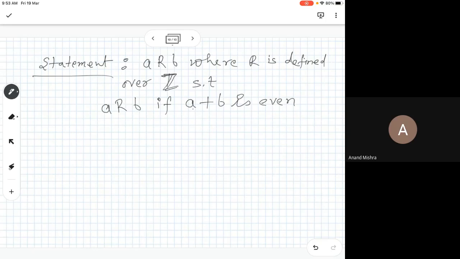So we have a relationship R, which is defined over a set G, which is the set of integers. What we are saying is A is related to B whenever A plus B is even. Then, if this is the relationship, R is an equivalence relation. How do you prove it? First of all, we need to prove whether this is reflexive or not.